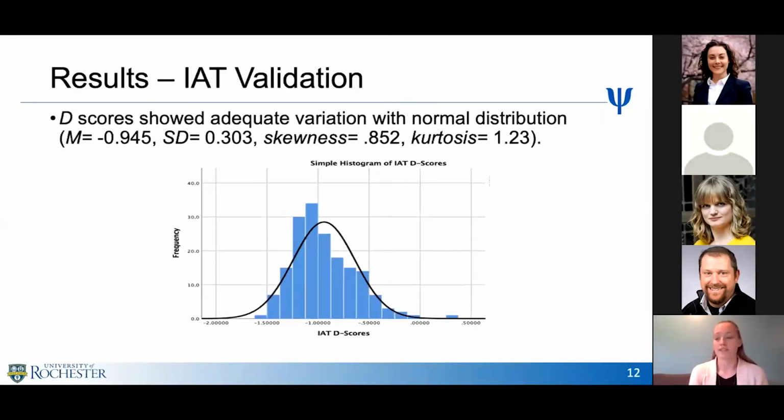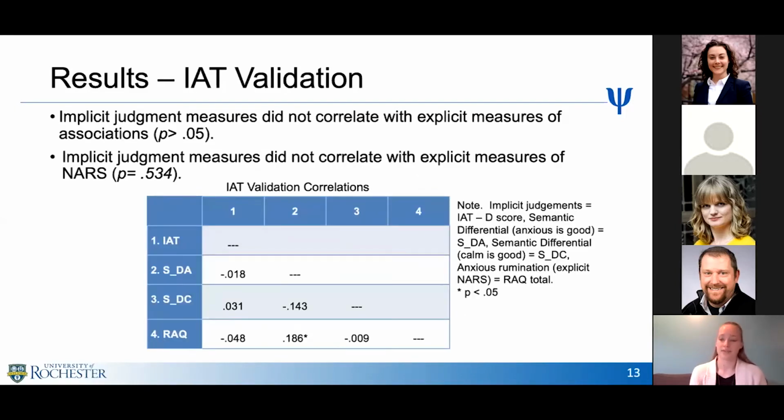So looking at results, the D scores for the IAT did produce good variation with a normal distribution. 99.4% of participants endorsed negative associations with anxiety, as was expected. This table shows the correlations specific to validation. As you can see, the implicit measures did not correlate with the explicit measures of the associations or with the explicit measures of NARS.